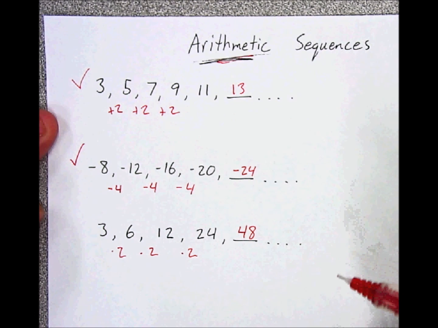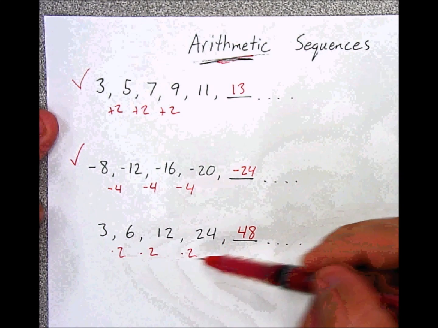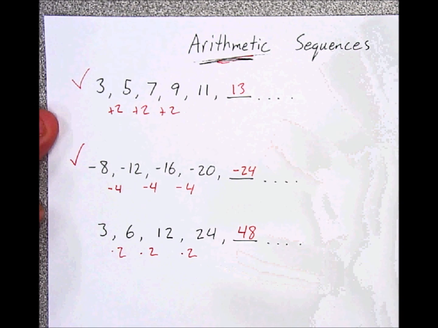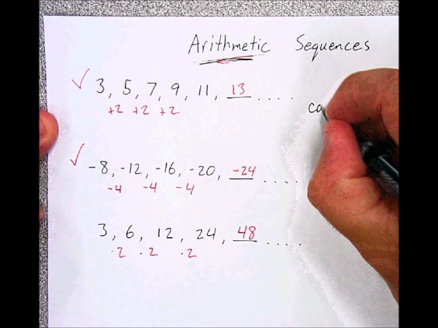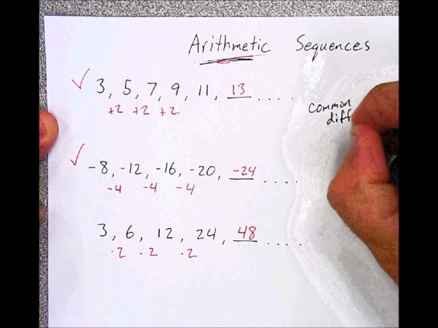But that sequence is a little different pattern than what we have up above. These are adding or subtracting by the same amount. This one's multiplying by the same amount, which is not something we call arithmetic. That's a different type of sequence. So really, if it's arithmetic, we're looking for something that we call a common difference.